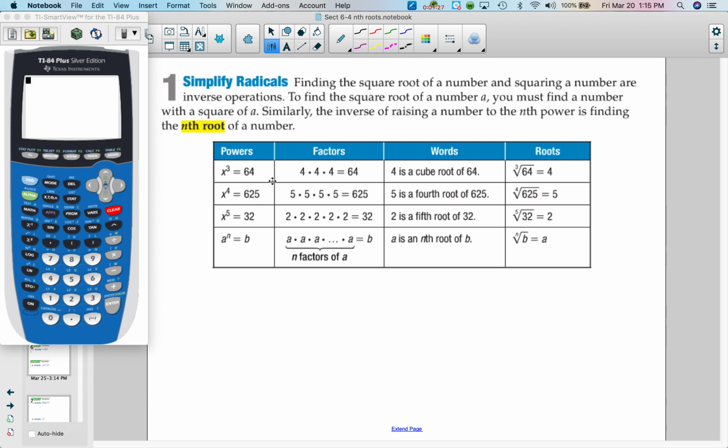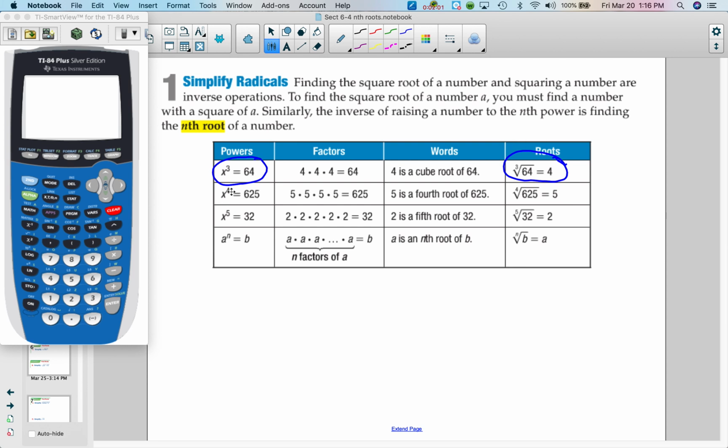So when you look through these, suppose you were told that x cubed equals 64. Well, you could see that 4 times 4 times 4 is 64. So there are 3 factors of 4 that make that up. 4 is a cube root of 64. So we could say the cube root of 64 is 4. Notice how we have x cubed equals 64 written as a power, or the cube root of 64 equals 4 written as a root. This is the inverse of cubing.